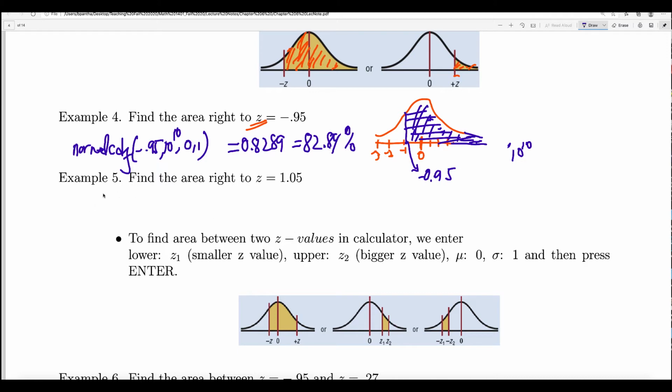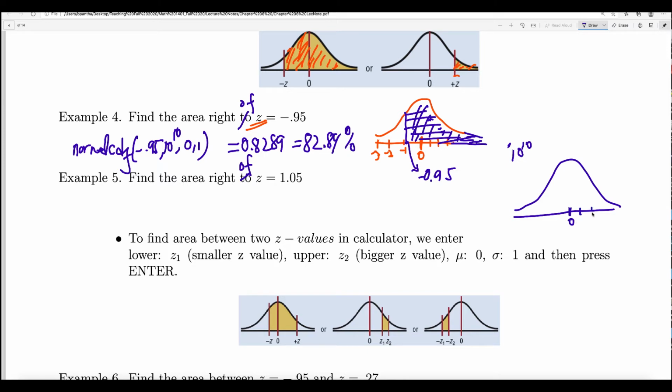Okay, let's do that one. Example number 5. Find the area right of g equals 1.09. I think it is better to say right of g equals that, right of, not right to. So how does that look? If I draw the graph, this is the standard normal distribution, and the mean is 0.